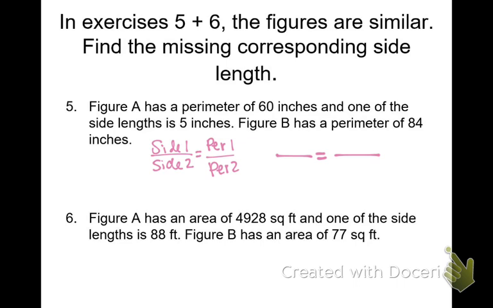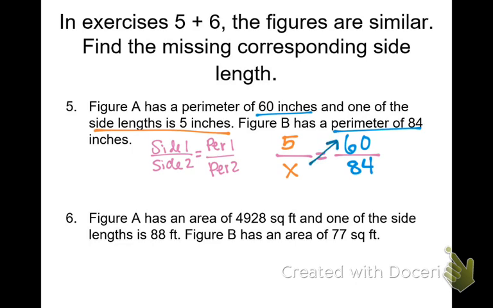So are we missing a perimeter or a side length? A side length, okay? Do we have a side length from the first shape? Yes, we do. What is it? 5. Do we have a side length from figure B? No. So we're going to put x. Do we have a perimeter from the first shape? Yes, 60. Do we have a perimeter of the second shape? Yes, 84.